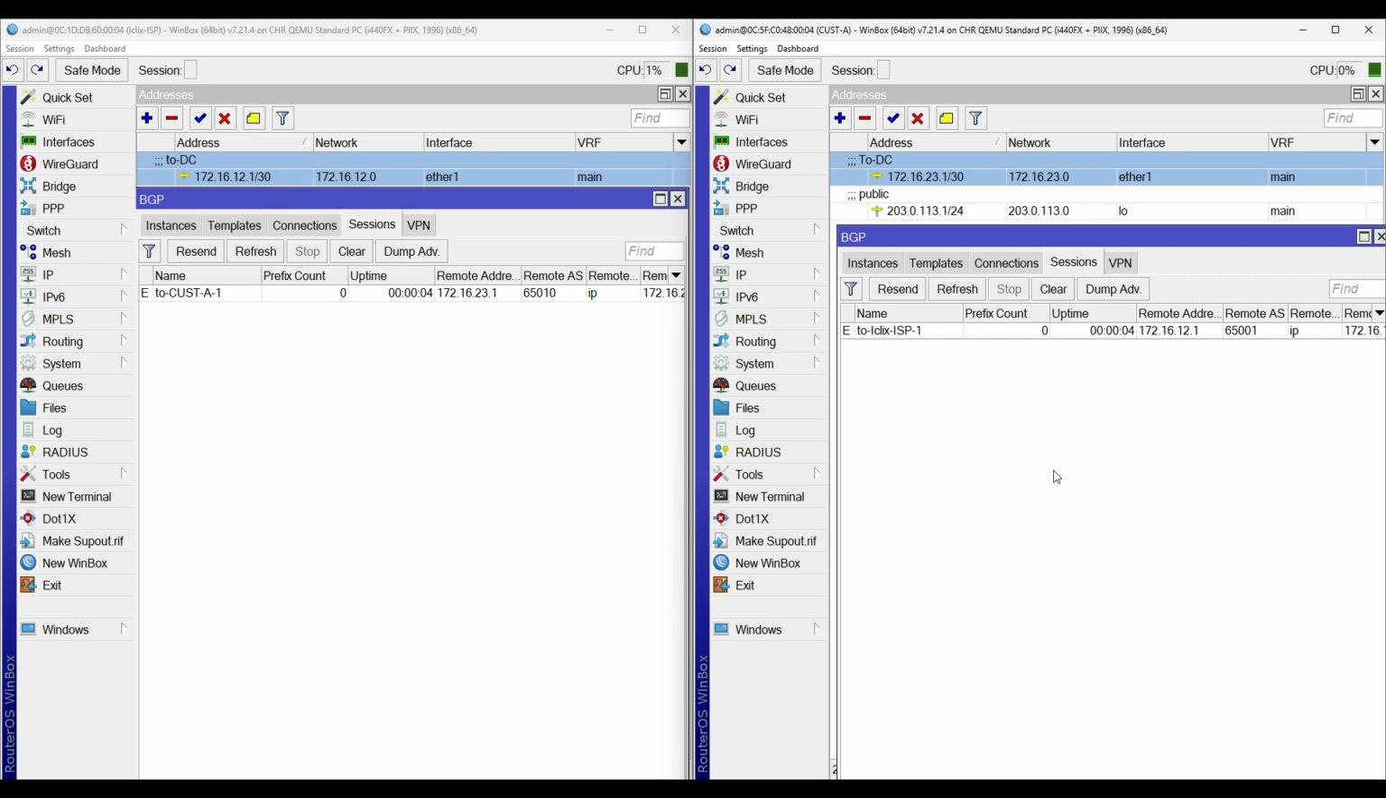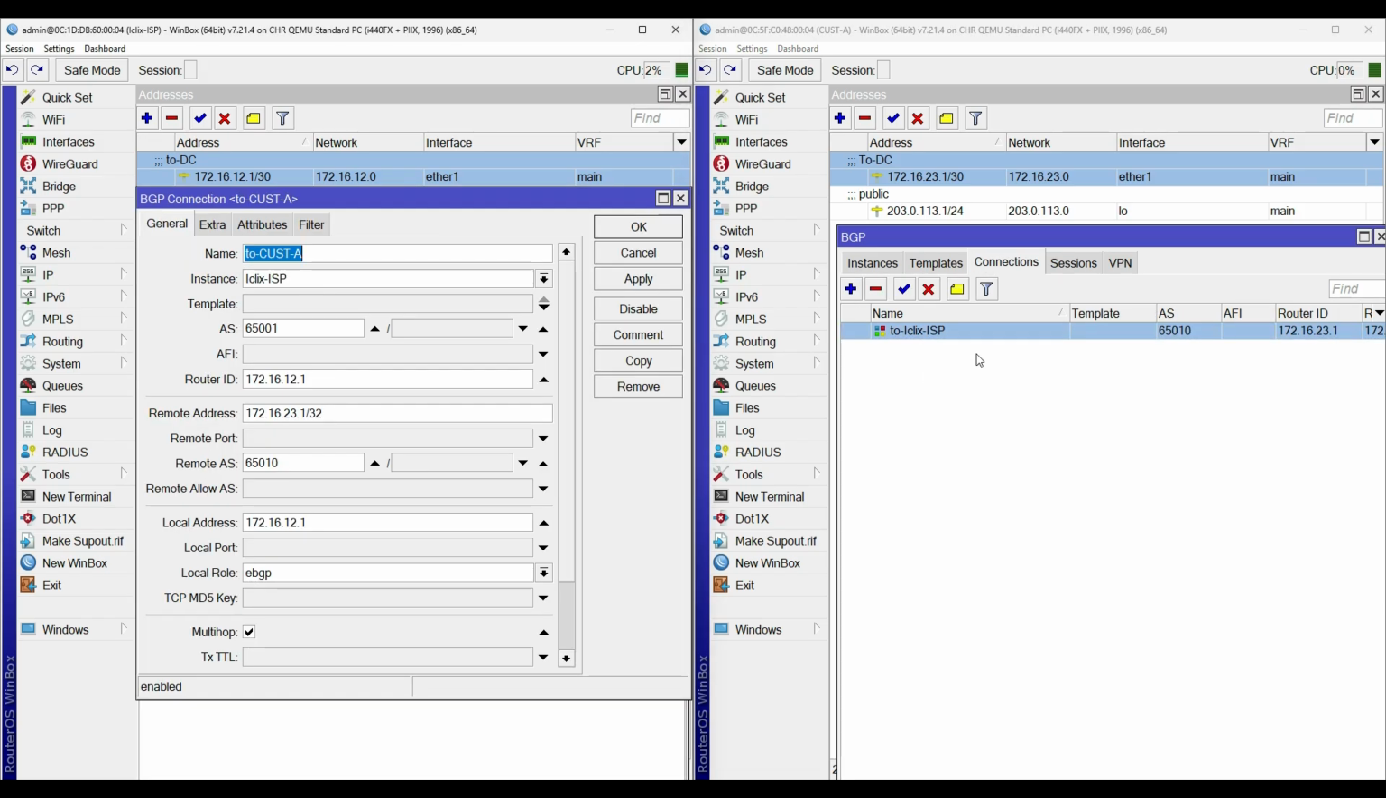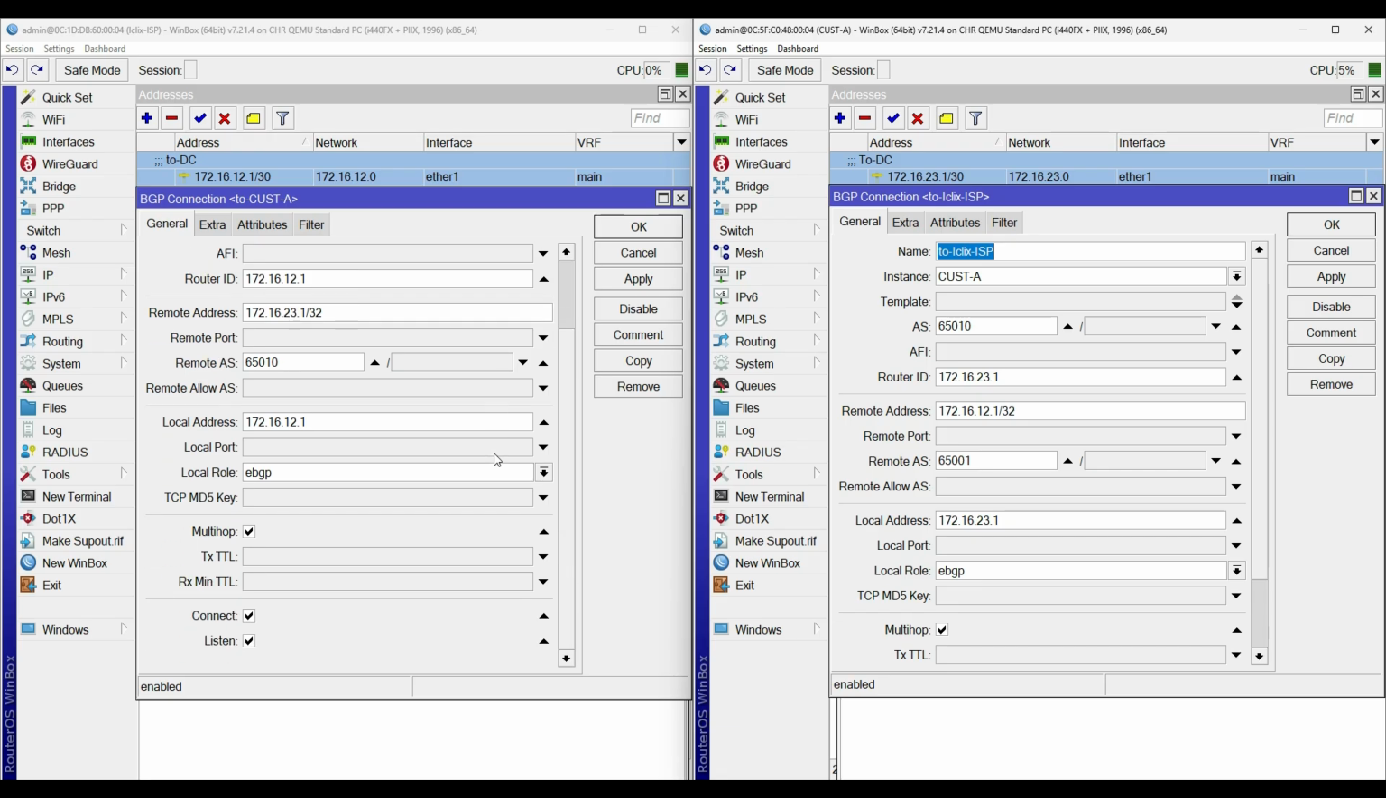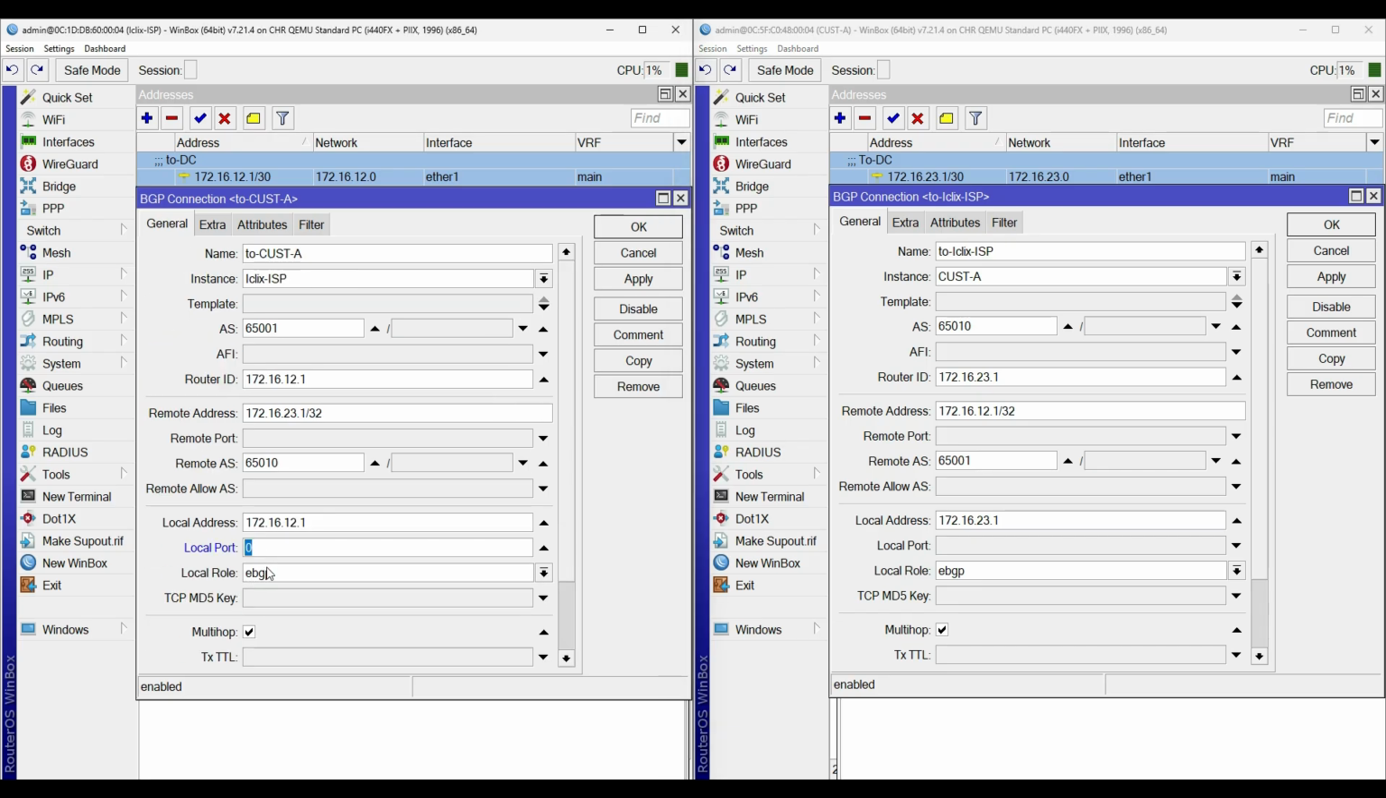The session is now established. Even though the ISP and customer A are separated by the data center router, EBGP multihop allows the BGP packets to reach the remote neighbor. In this RouterOS v7 lab, enabling multihop is sufficient, so I'm leaving the manual TTL field blank.